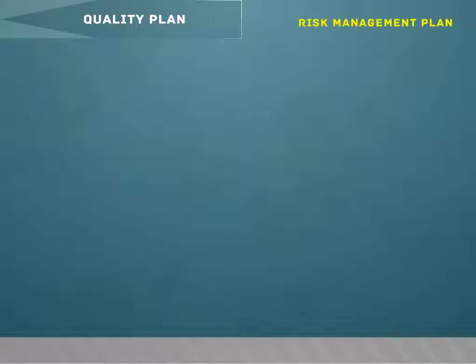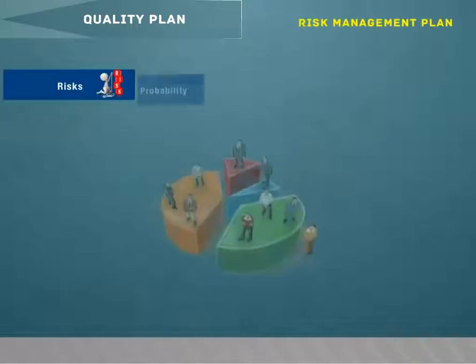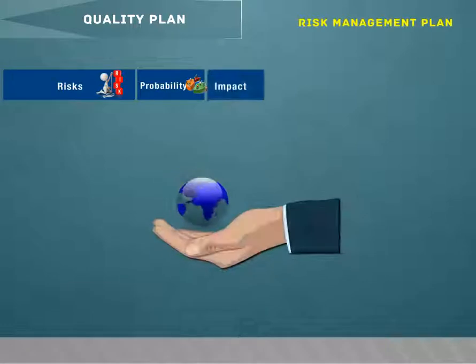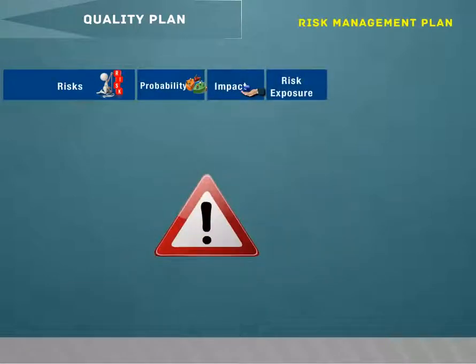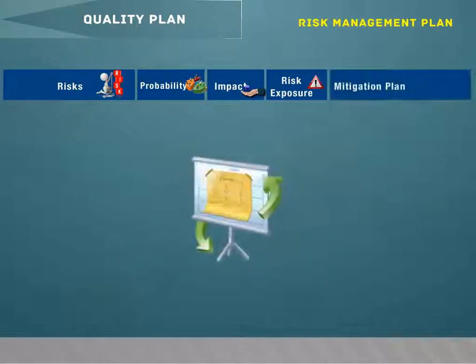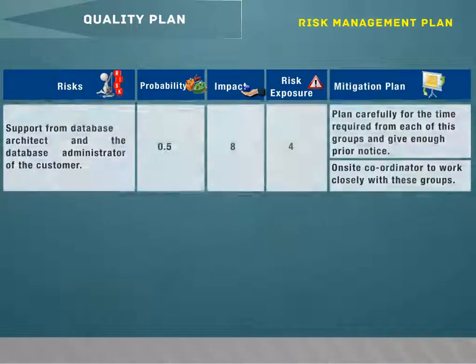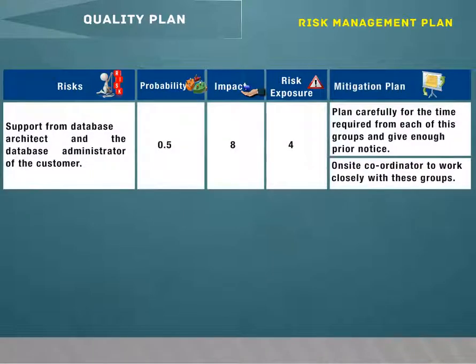Risk management plan. Risks, probability, impact, risk exposure, mitigation plan. Support from database architect and the database administrator of the customer: 0.5, 8, 4. Plan carefully for the time required for each of these groups and give enough prior notice. On-site coordinator to work closely with these groups.